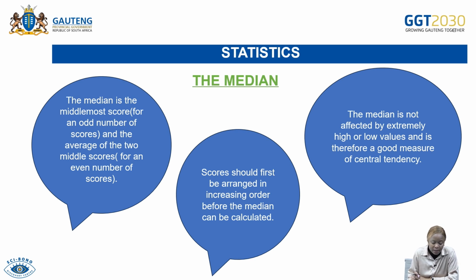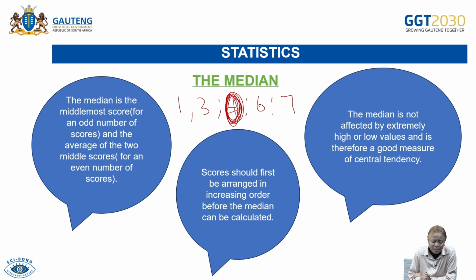So the median is the middlemost score for an odd number of scores. If you are finding your median and you have, for instance, 5 values, I'll just make an example. Maybe you've got 1, 3, 4, 6, 7. When you are talking about the median, we are talking about this middle value. Because now I've got 5 numbers, these are odd numbers, so it's going to be the middle value, which in that case is 4. So your median in that data set is given as 4.